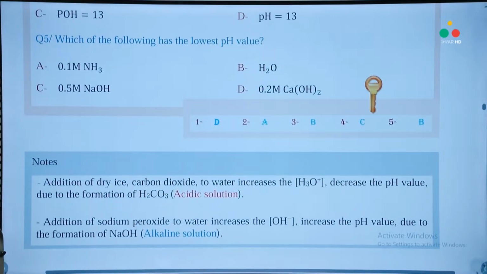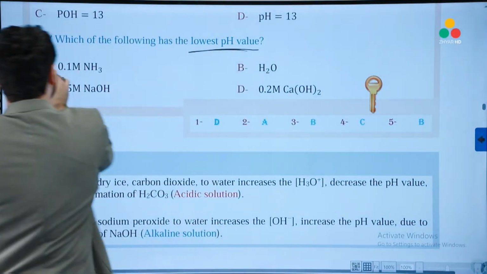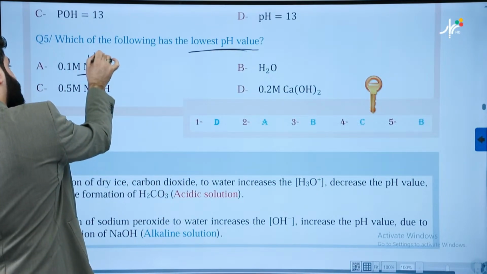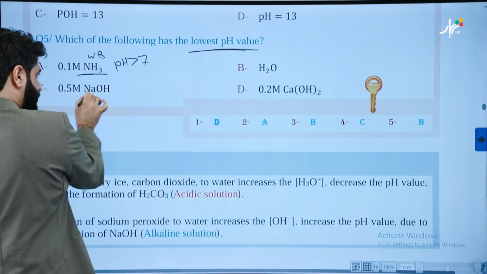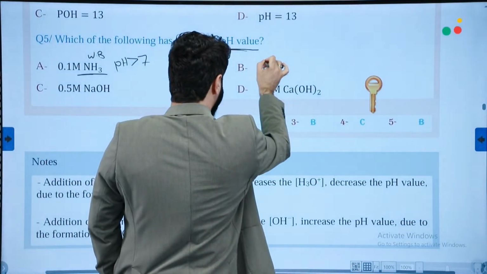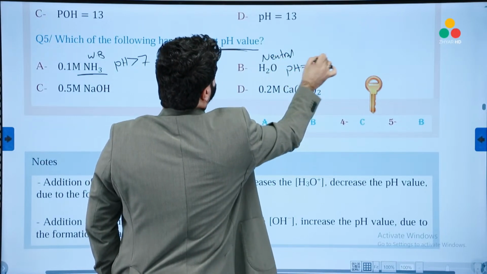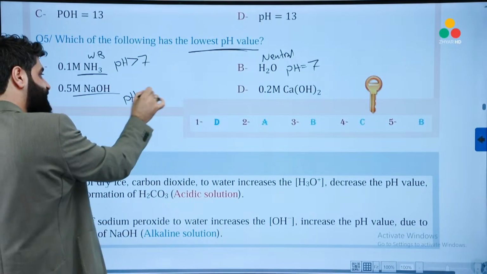This question. Which of the following has the lowest pH value? Okay, lowest pH value. Look at the answers, please. NH3, it's a base. Weak base, no matter, but the pH is greater than 7. H2O, it's a neutral substance. So pH is equal to 7. How about this strong base? Okay, pH is greater than 7.